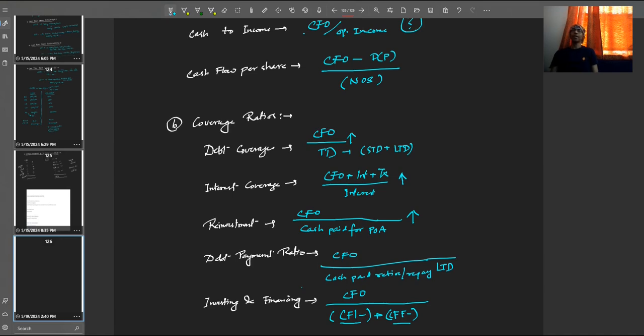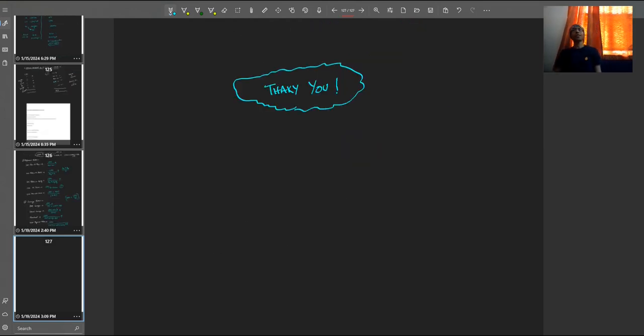Then there is one more ratio which is called the dividend paid ratio. This is equal to CFO divided by the dividends paid. So that's it, friends, for this chapter of cash flow statements, understanding cash flow statements. We have covered a lot of ground in the last 3 chapters, which was about understanding financial statements, that is balance sheets, income statements, and cash flow statements.